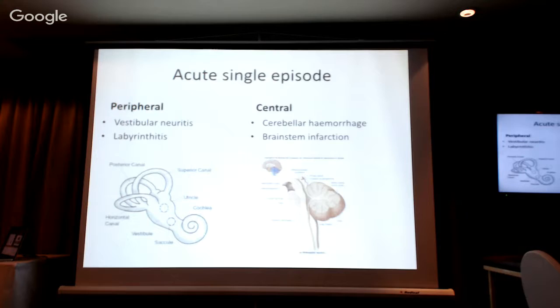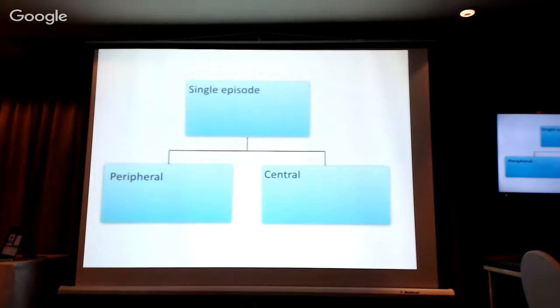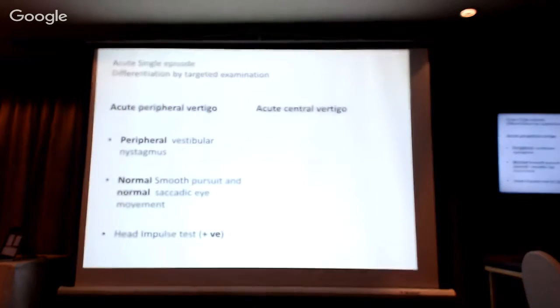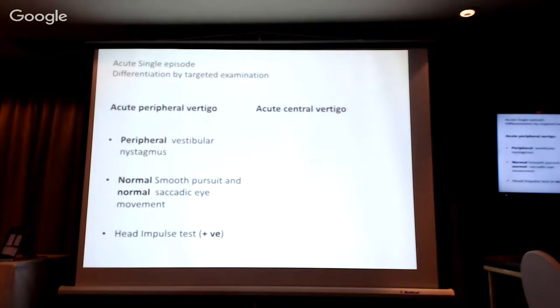That's the difference. Again, acute single episode can be due to peripheral pathologies and central pathologies. Therefore, the main objective is to differentiate these two conditions in this scenario. For that, we need to jump to the targeted clinical examination without wasting any time. Acute peripheral vertigo will have these three features. They will have what's called peripheral vestibular nystagmus. They will have normal eye movements, namely normal smooth pursuit and normal saccadic eye movements. Their head impulse tests may be positive, usually positive.